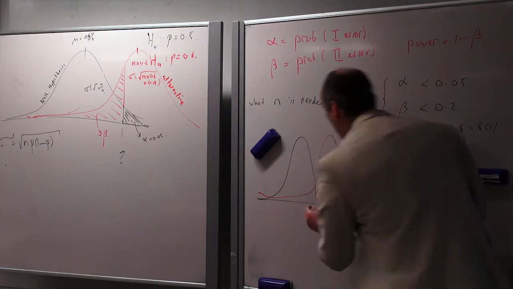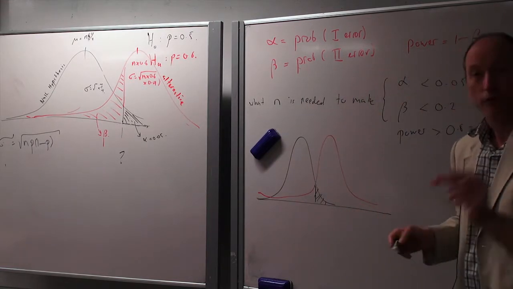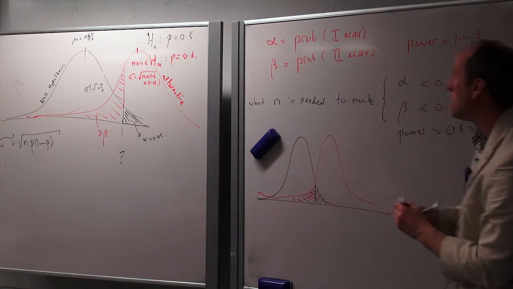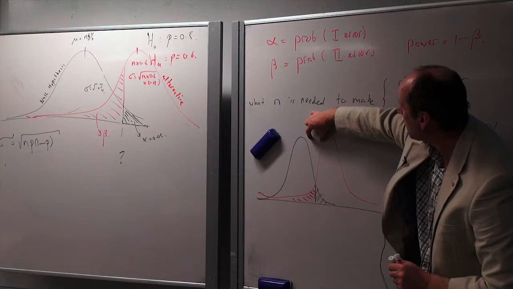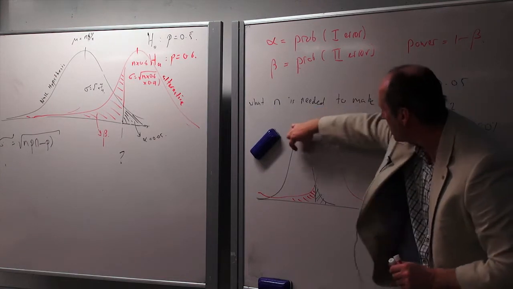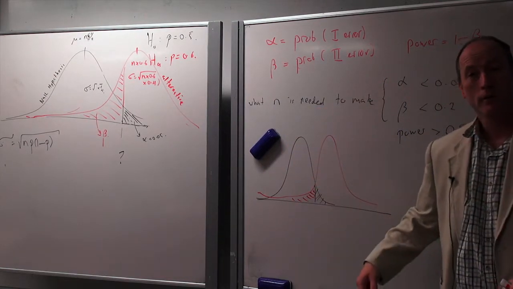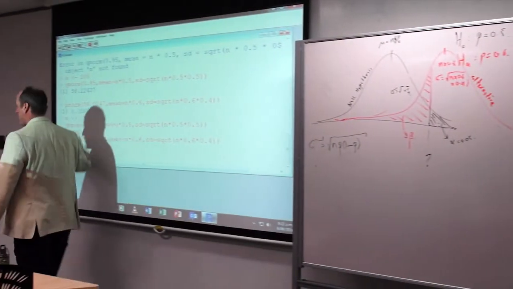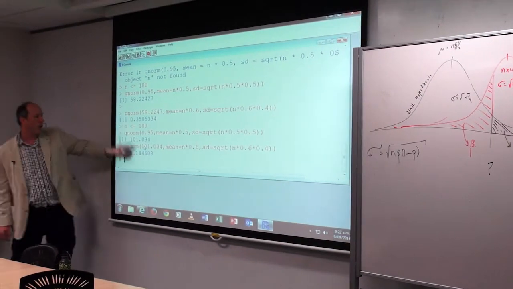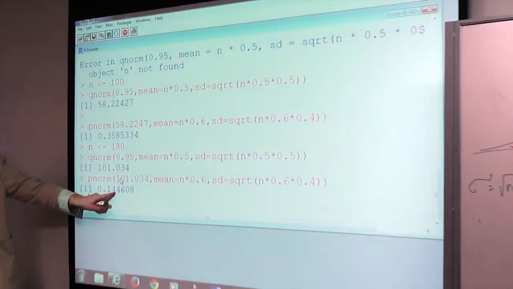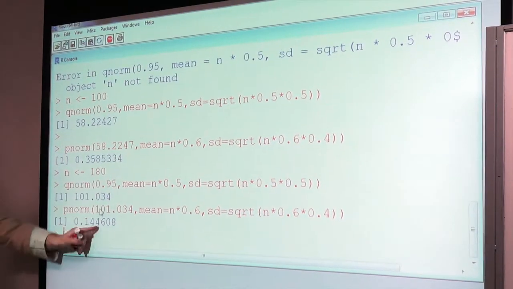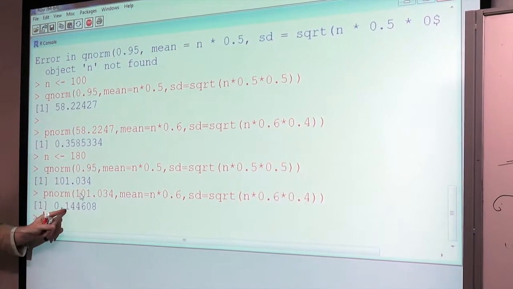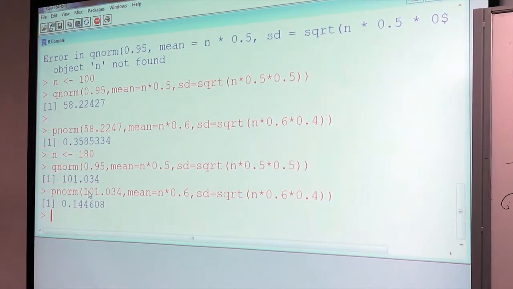So there's my alpha, which is 0.5%. And there's my beta. But you can see how it's smaller because these peaks have moved further apart. They haven't moved further apart. The distributions have got narrower because we've got more data. And it turns out that 180 is too big for our requirements because the power's too big. We're wasting observations here because if I only want a power of 80%, it's too powerful.